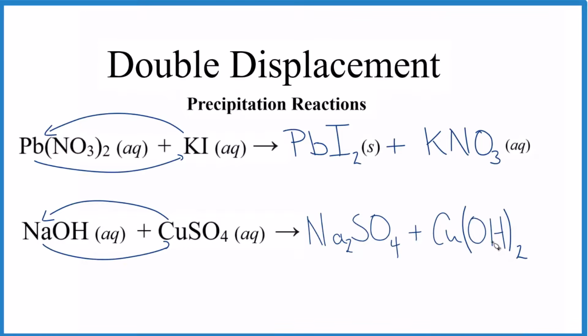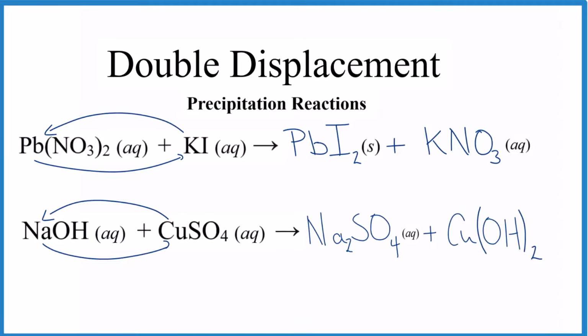So let's look at the states. Compounds with sodium, very soluble. This is going to be aqueous. Then in general, hydroxides are slightly soluble or insoluble. So that copper-2 hydroxide, that's the solid, and that is our precipitate. So that's how you tell. So that's the precipitation reactions.